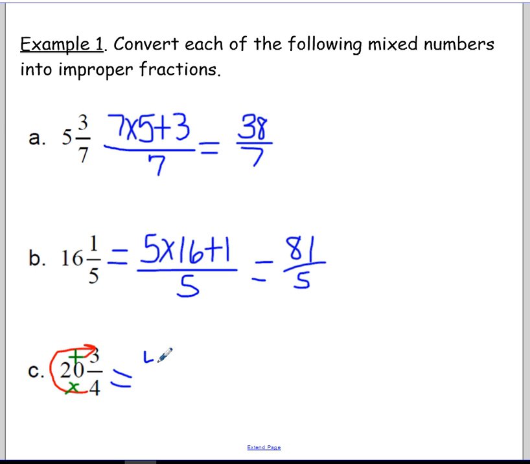So again, that illustration shows 4 times 20, which gives us 80, plus 3 more, which gives us 83. And we're always keeping the denominator of our original number, and the denominator here is 4. And so 20 3/4 is equal to 83/4.